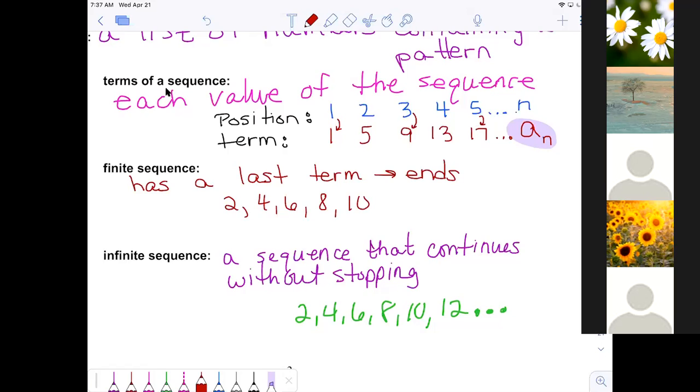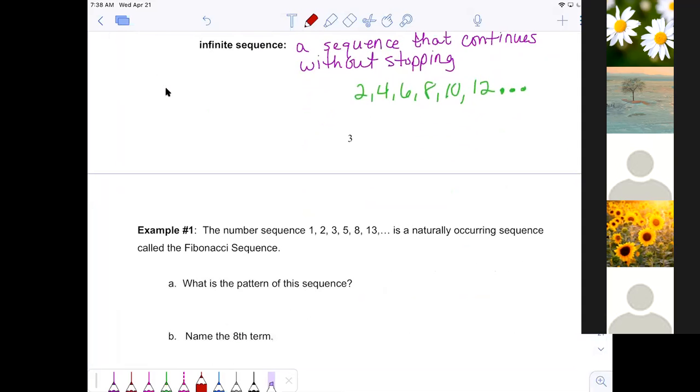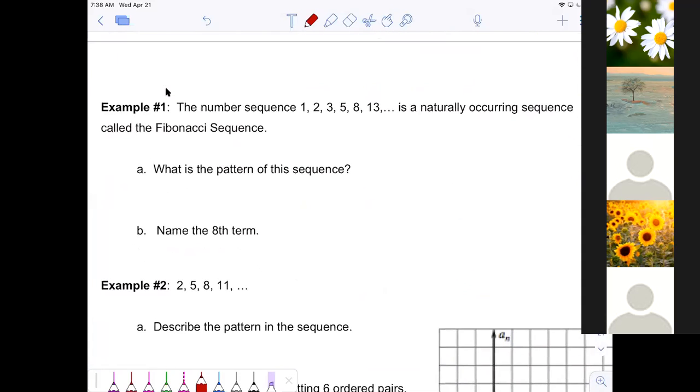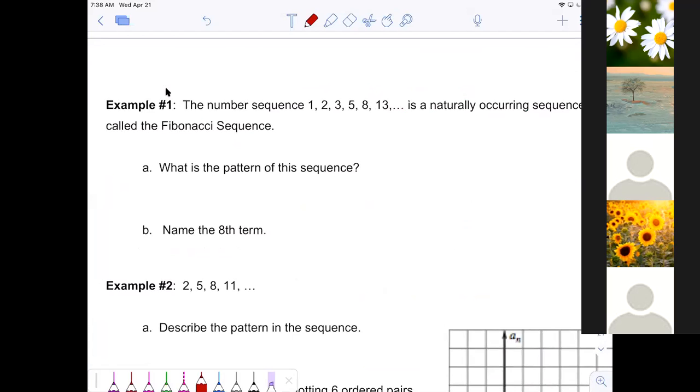So we're going to see if we can look at a couple of examples of sequences to try and see the pattern in the sequence. And then we're also going to try and write an equation or a formula to represent the pattern in the sequence. So the first example here is actually a very famous sequence. So we have the numbers 1, 2, 3, 5, 8, and 13. And then it continues on. It goes beyond 13. So any sequence that continues on, you'll see those little 3 dots. It's a naturally occurring sequence, and it's called the Fibonacci sequence.